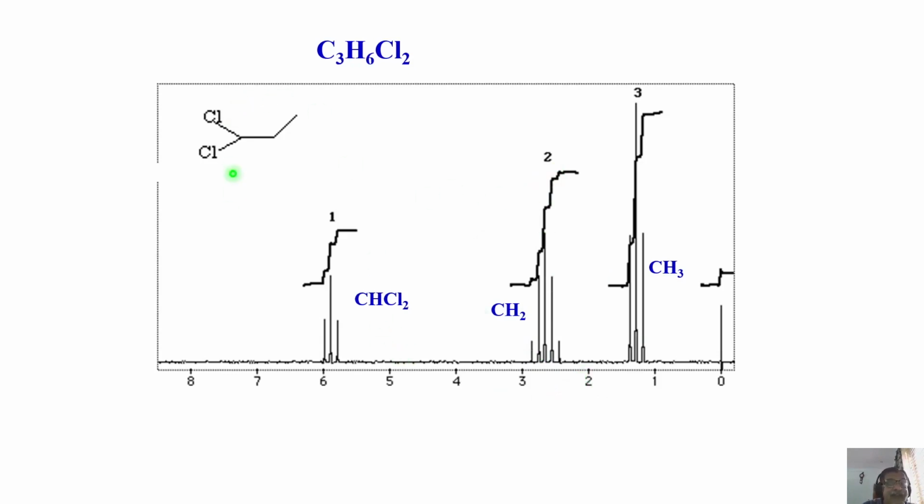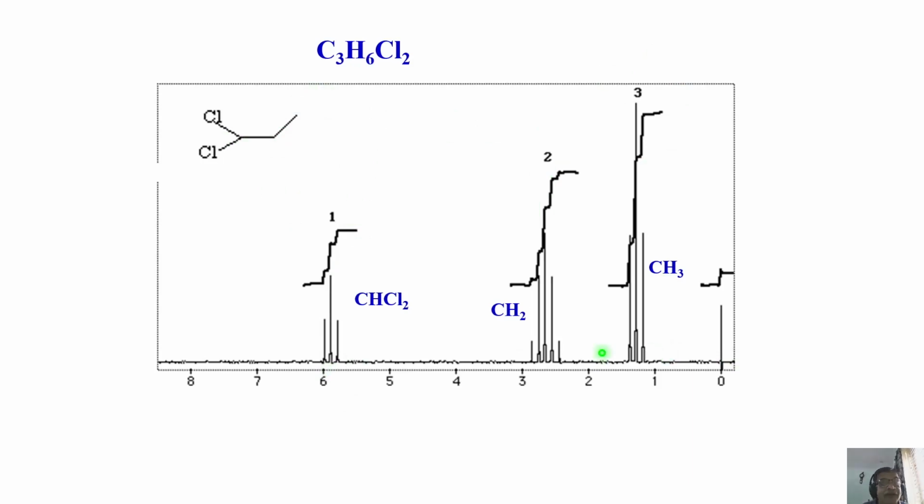What about this CH? This CH is experiencing coupling with CH2. What will happen then? It will become a triplet. Now the intensity ratio agrees. This is 1 proton, this CH. This is 2 protons, CH2. This is CH3, 3 protons here. So the intensity ratio agrees. The multiplicity pattern also agrees. You know how to interpret.